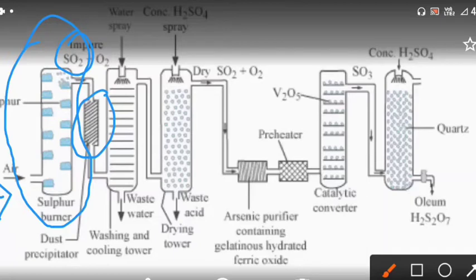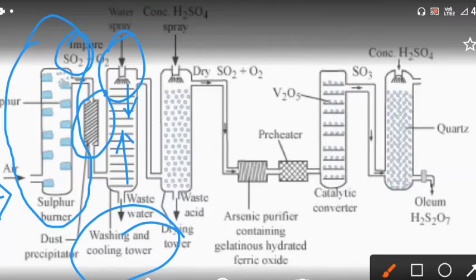This we call the dust precipitator. As per the name we can understand, it removes the dust particles present in the sulfur dioxide gas. After the sulfur dioxide gas gets free from dust, it enters the next tower. That tower is called the washing tower. Here the water is sprayed from the top. The upcoming gas gets washed by the downflowing water.